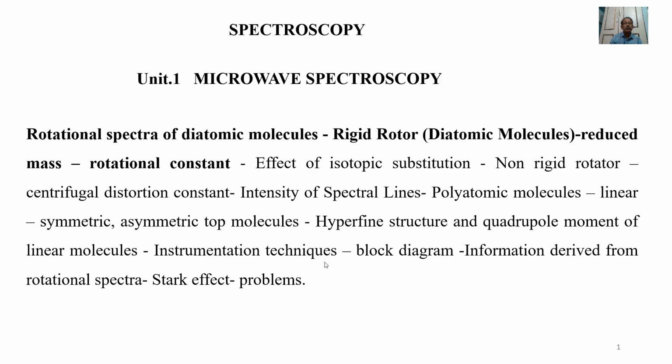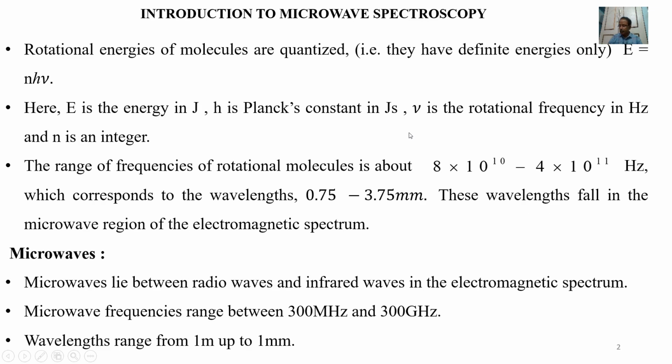So in this class, we are going to discuss these topics: rotational spectra of diatomic molecules, rigid rotor, diatomic molecules, reduced mass, and rotational constant. The transition between two energy levels will be recorded in terms of spectra. We know about this very well.